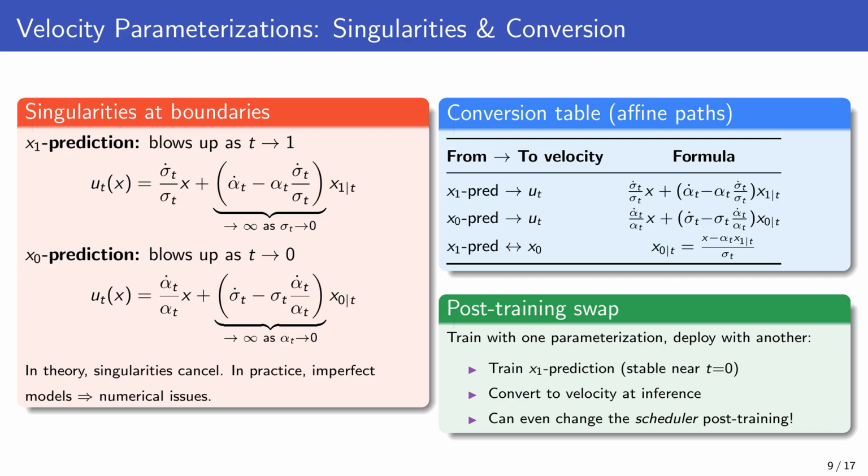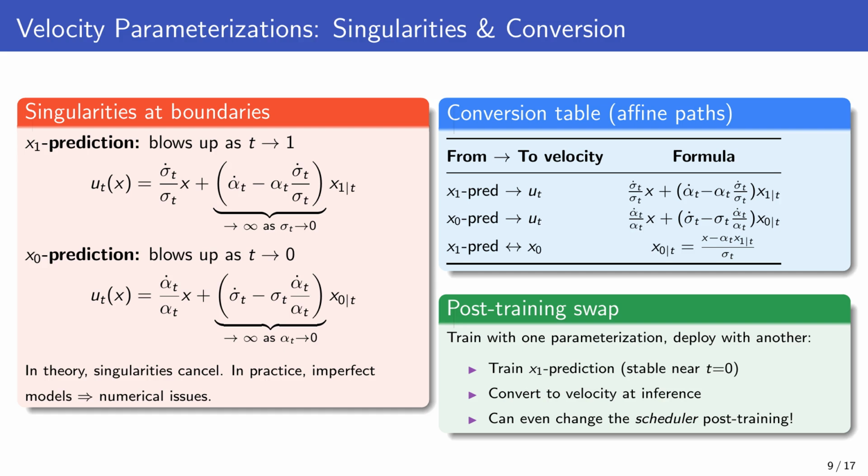Let us look more carefully at the practical implications of choosing a parameterization, because there are some subtleties that matter in real implementations. The issue is singularities at the time boundaries. For x1 prediction, the conversion formula from data prediction to velocity involves dividing by sigma t, which goes to 0 as t approaches 1. For x0 prediction, the formula involves dividing by alpha t, which goes to 0 as t approaches 0. In theory, these singularities cancel. As sigma t goes to 0, the model's x1 prediction should become more and more accurate, compensating exactly for the diverging coefficient. The product remains finite.